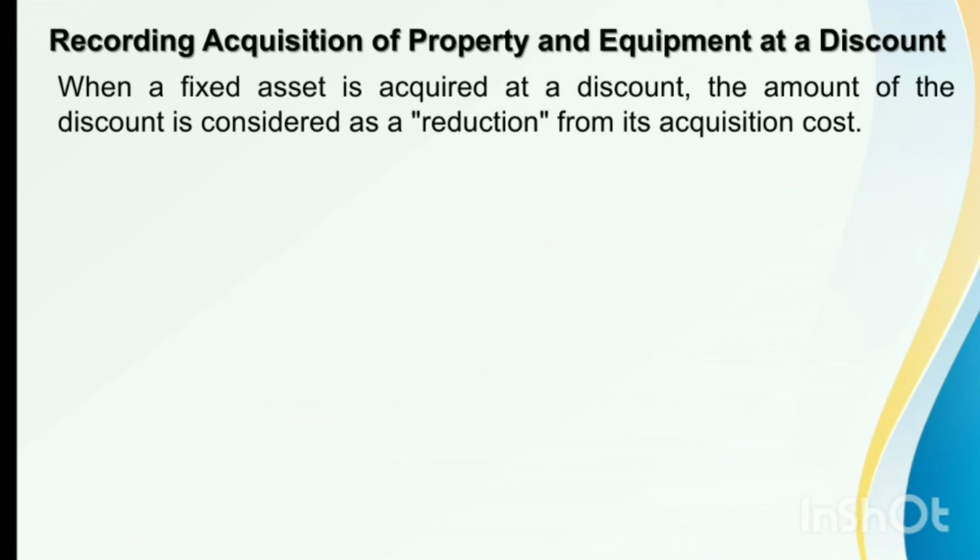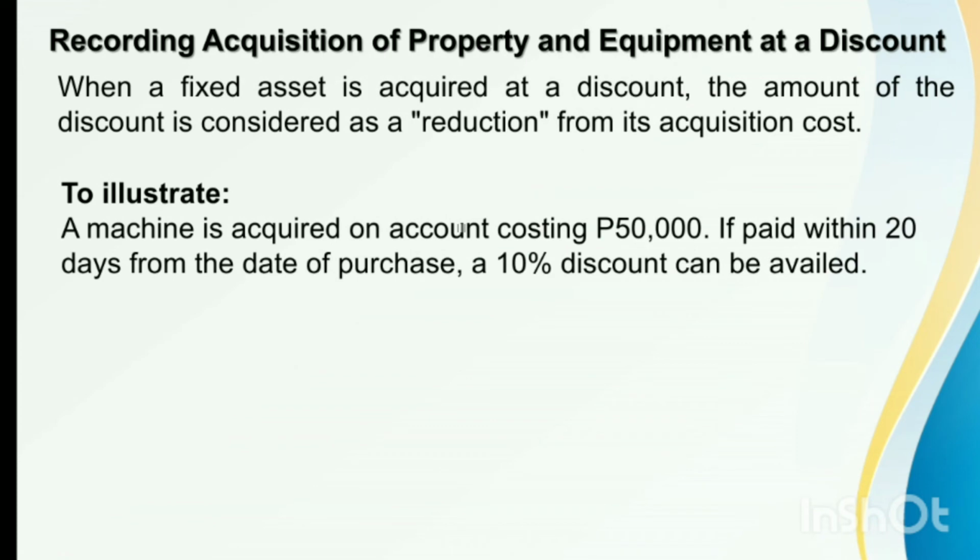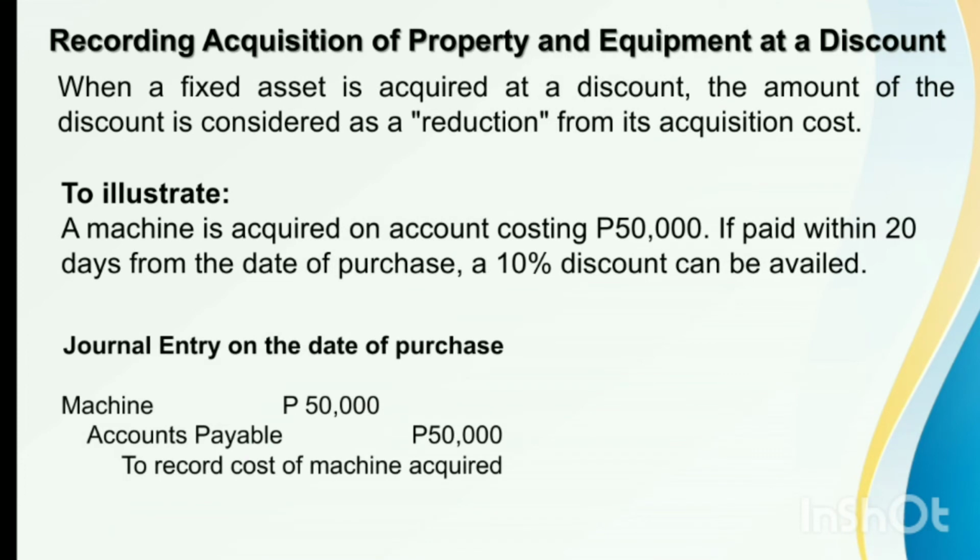Recording acquisition of property and equipment at a discount. When a fixed asset is acquired at a discount, the amount of the discount is considered as a reduction from its acquisition cost. So, for example, a machine is acquired on account costing 50,000 pesos. If it is paid within 20 days from the date of purchase, a 10% discount can be availed. The acquisition of machine is recorded on the date of purchase as follows. So, debit, machine 50,000, and then credit to accounts payable 50,000. This is to record the cost of machine acquired.